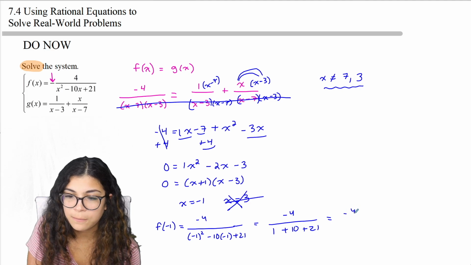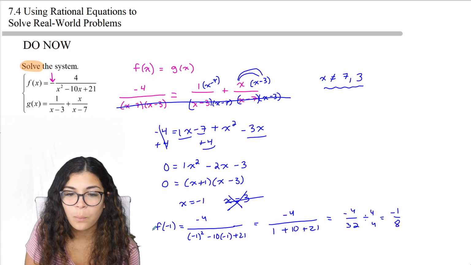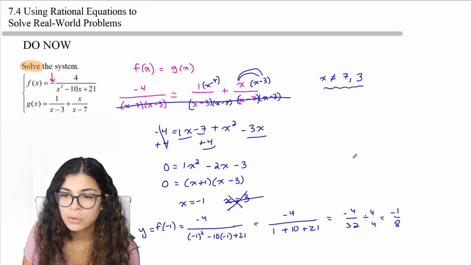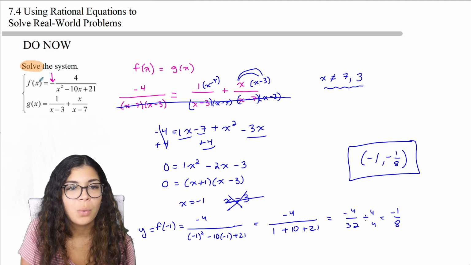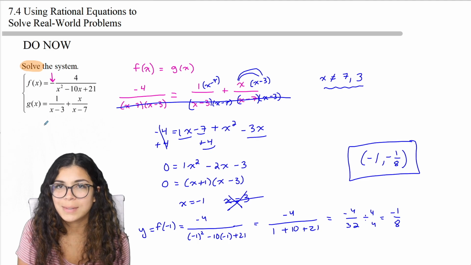So this is -4 over 32, which divide 4 on top and bottom would simplify to -1/8. So this is the y value of the ordered pair. So our final solution would be -1 is the x value, -1/8 is the y value. And this is the point of intersection where the two of these equations meet, the solution to the system.